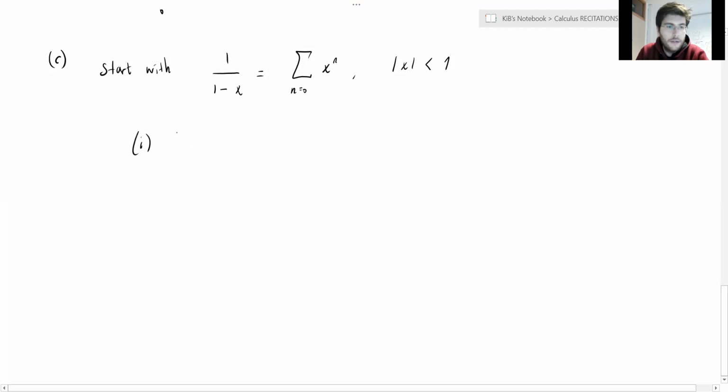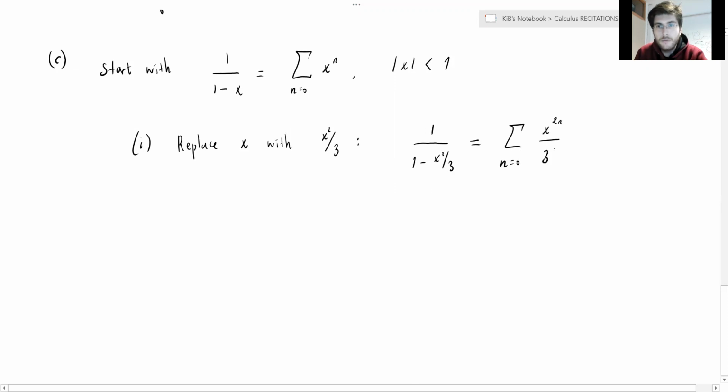As before, just replace. Somehow we want some kind of x squared term in our series. So we wish to see something like this. Just replace x with a term like this, x squared divided by 3. If you do this replacement, let's see what we have. Right, we have this, of course, no problem. And n starts from 0, x to the 2n divided by 3 to the n.